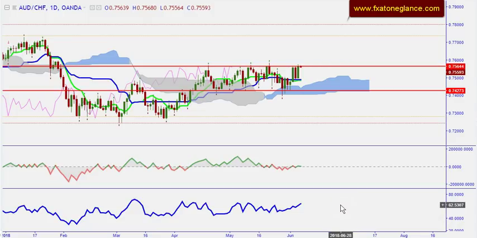All right, so here we go. We are at the charts and we're looking at the Aussie Swiss franc. We're going to look at a couple things here. First of all, I have the OBV on my chart and then I have the ultimate oscillator on my chart.